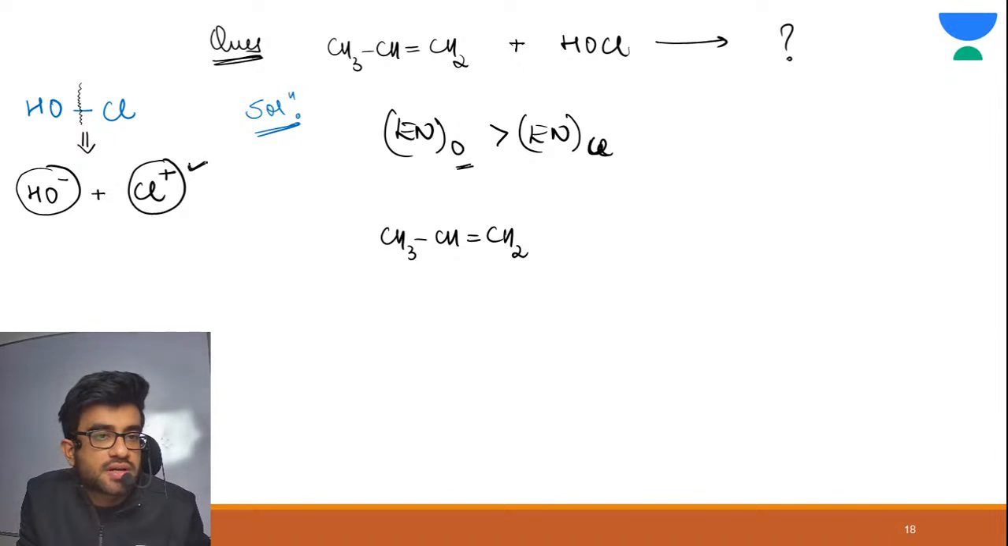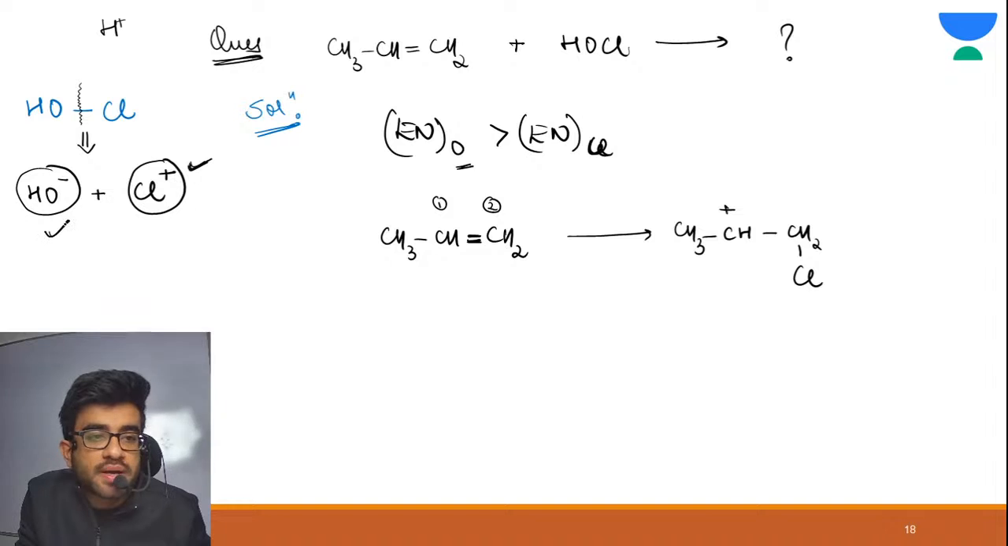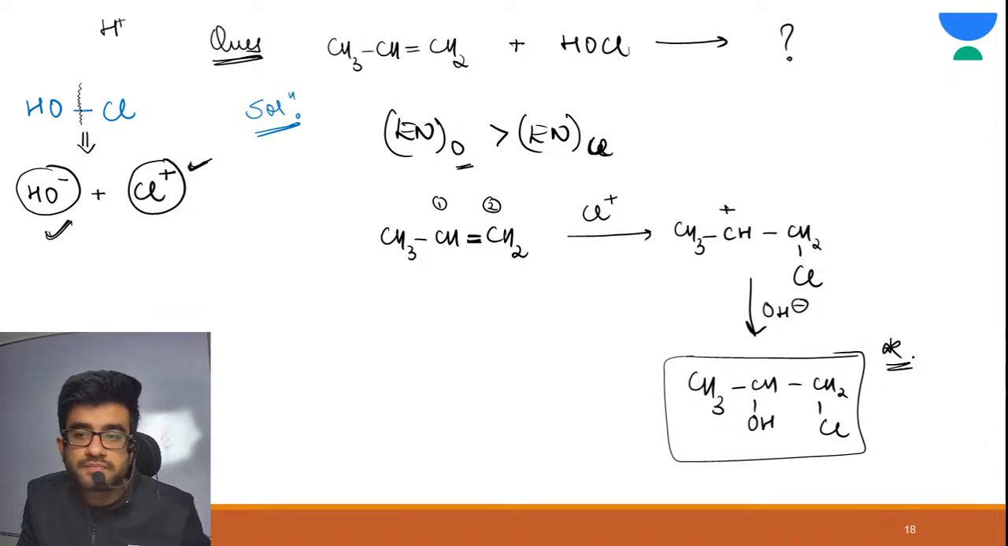Chlorine positive would attack first, because in our previous example H plus used to attack first. Why? Because there are electrons, so there is negative charge on the pi bond, so chlorine positive would attack. Now you need to form the carbocation. The first carbocation would be more stable, so this is your carbocation, chlorine is attached here. Now you have OH minus ions also in the solution, simply add OH minus here. CH2Cl. Alright, this is your answer.